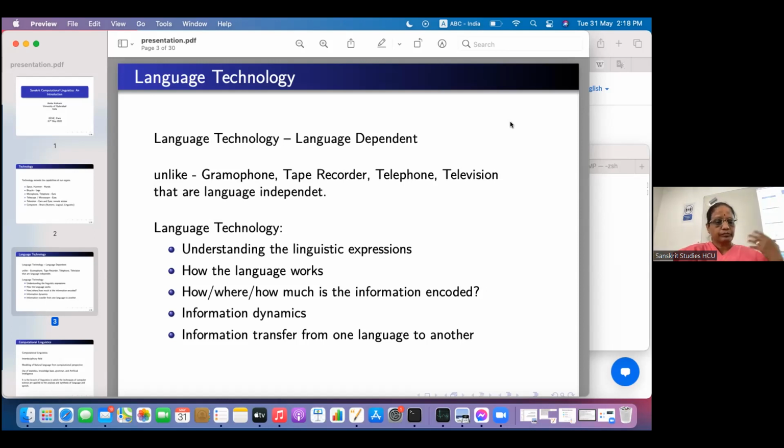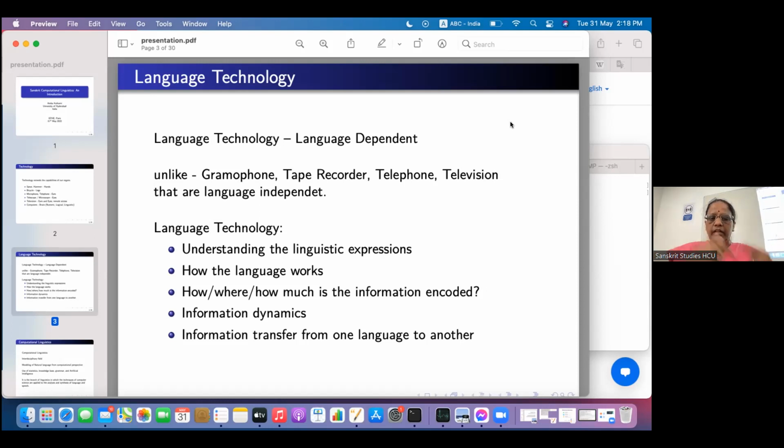Or even how to extract language information from a language stream. So understanding and information extraction were the major issues. And unlike the gramophone, tape recorder, etc., where there was no effort towards understanding, it was just transmitting the information, and there was no processing of the information involved.